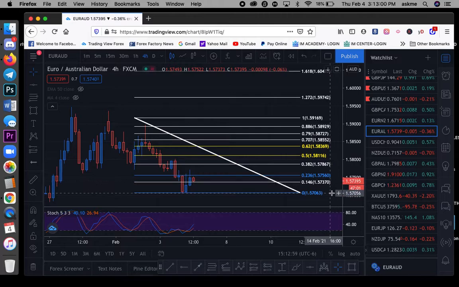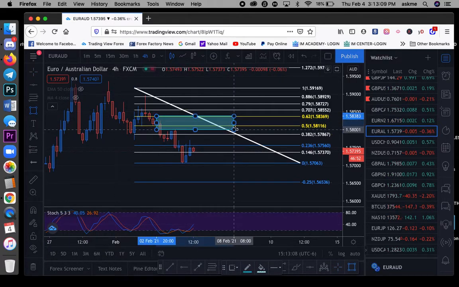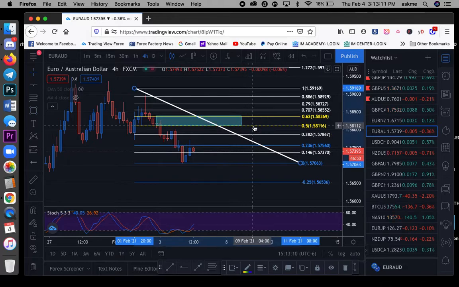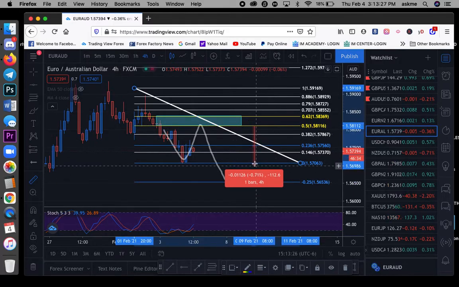So what we're going to be looking for is for price to come up into our box, which is right here. We're looking for price to come somewhere in this zone, and we're going to be looking to take this trade to the downside. So what that looks like is this. Comes up, drops down. You want to take it from the ultimate high to the low.